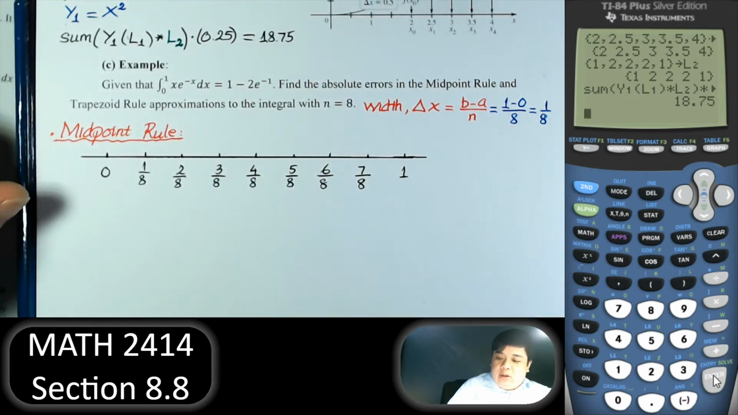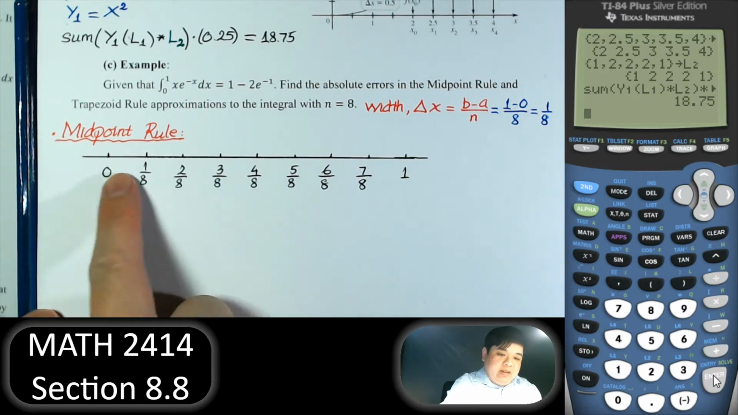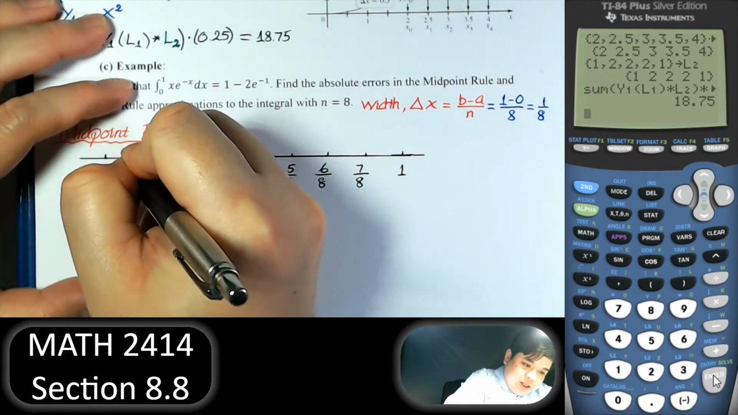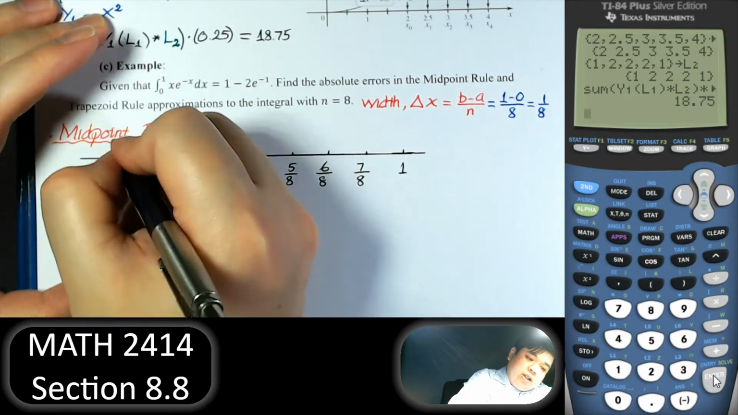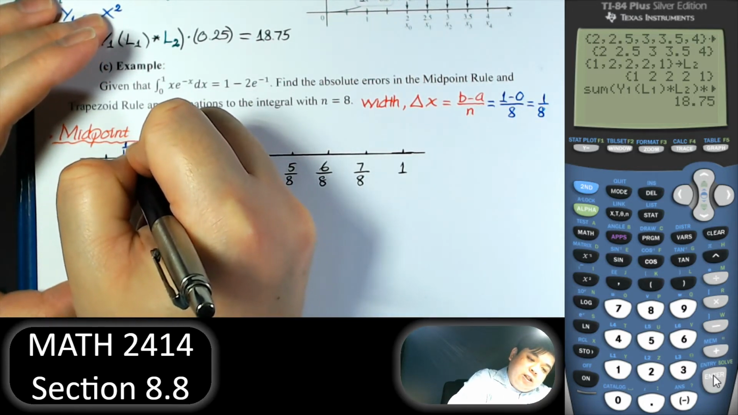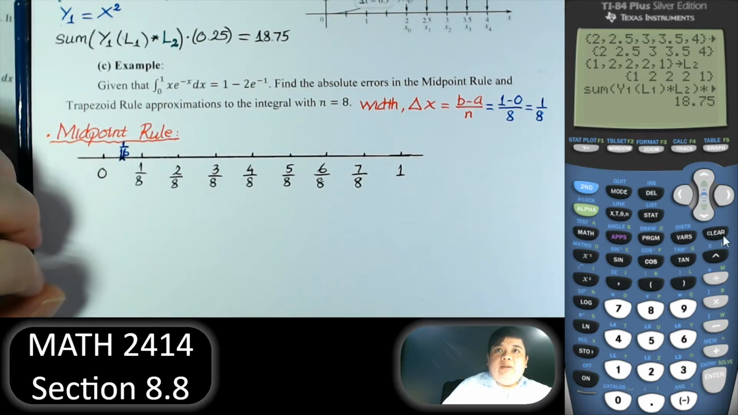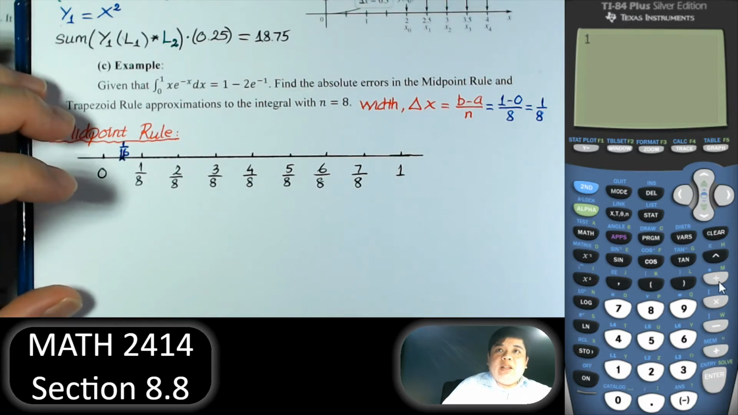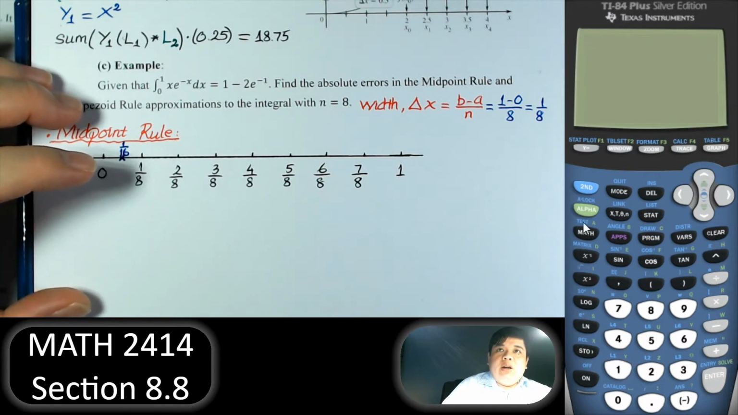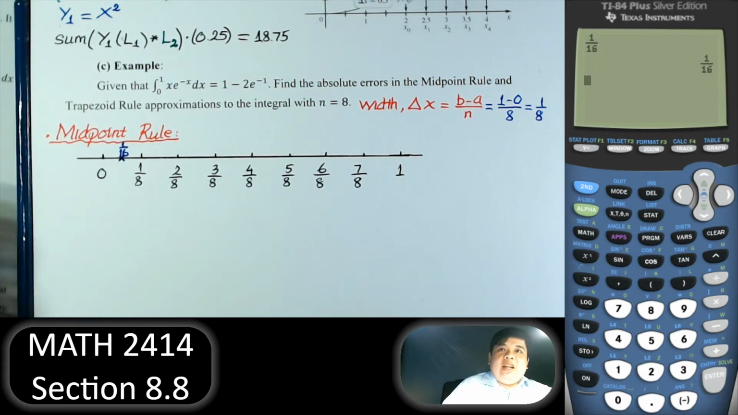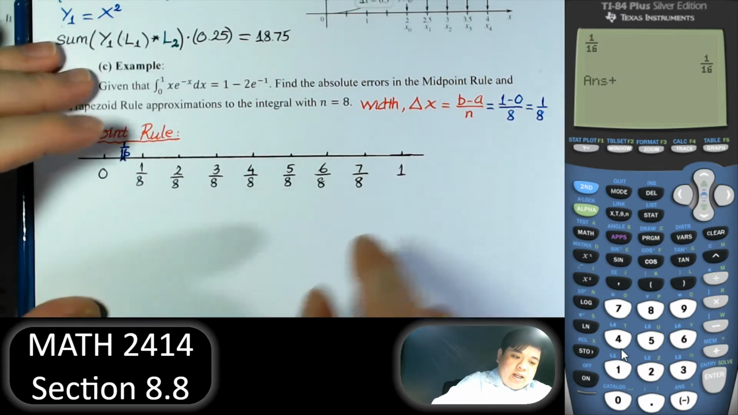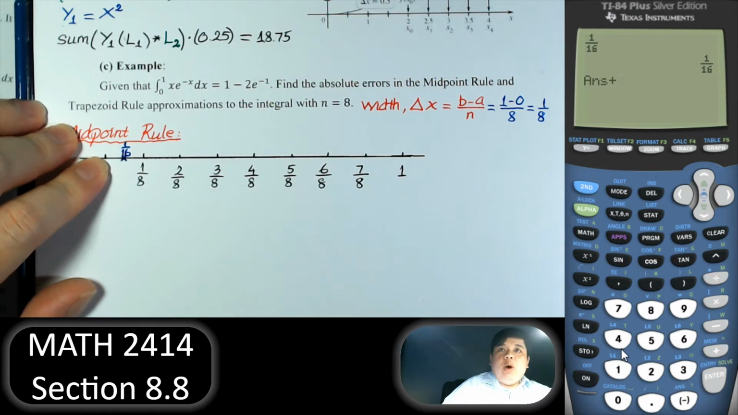And then the midpoint. So the midpoint is actually going to be half of that. So this is the midpoint. It's going to be 1/16. Right? Half of 0 to 1/8. So we're going to have 1/16. Just use fractions though. 1/16. Hit enter. So that stores it into answer. And then we say answer plus the width, which is 1/8. So from the midpoint, go another width of 1/8.